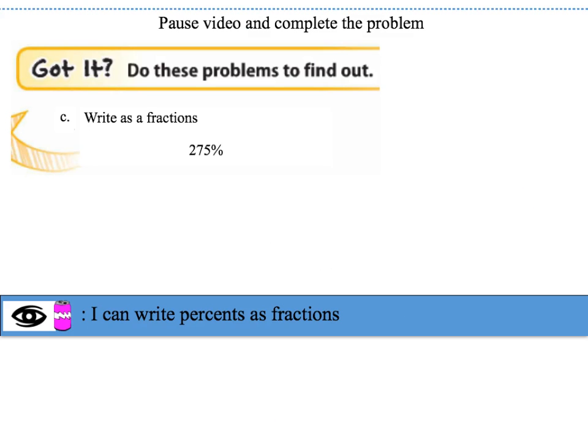So pause the video and complete the got it problem. And we will discuss the answers in class tomorrow. Please provide a diagram to show what 275% will look like. It could either be the grid or it could be the tape diagram.